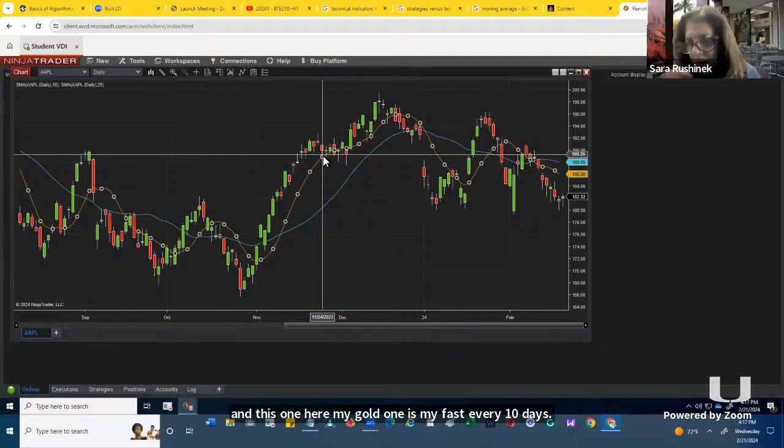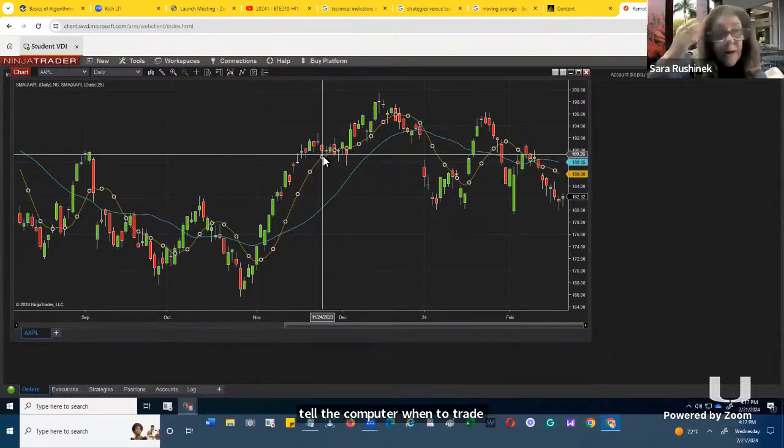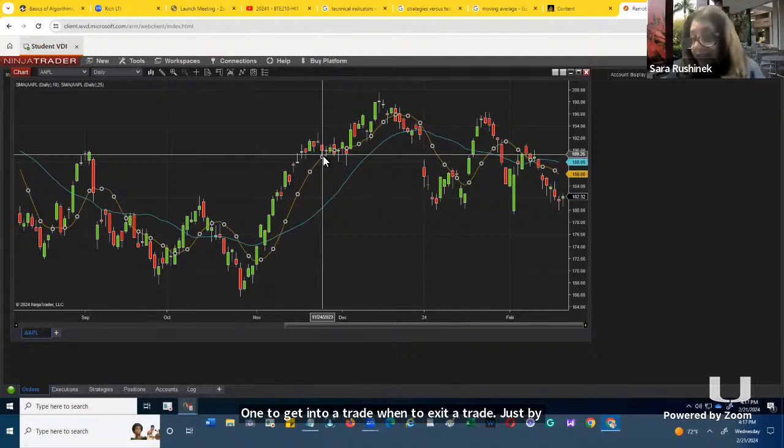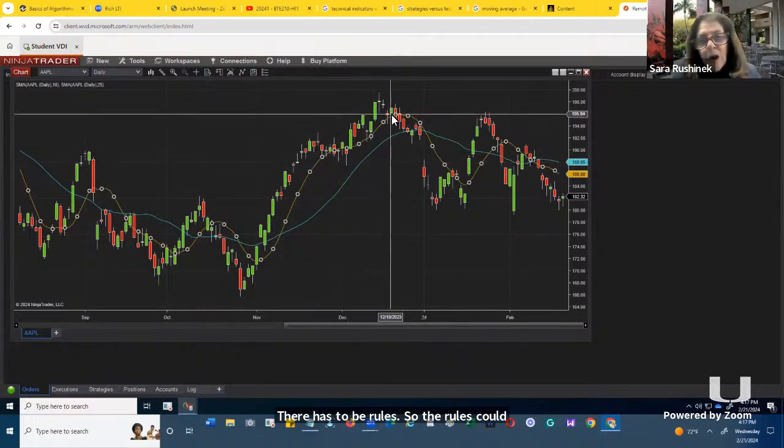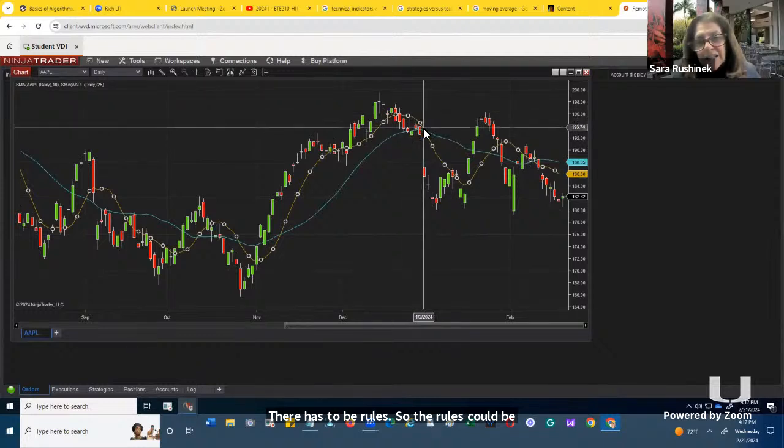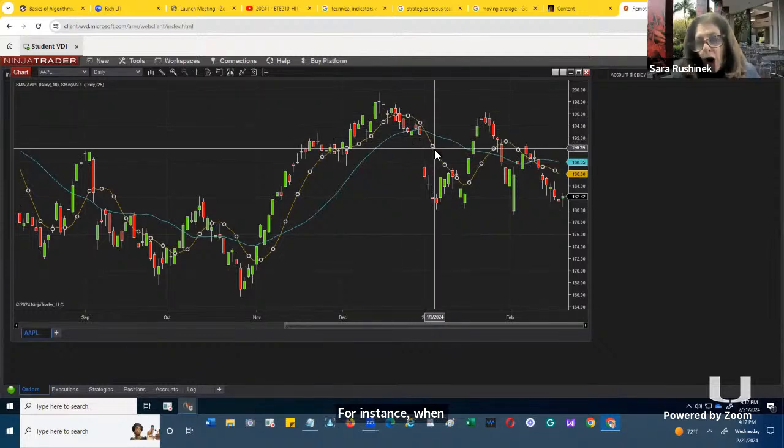Now, this is a good question that you'll have, Dylan Lee, on a test. These are indicators. Do indicators alone tell the computer when to trade, when to get into a trade, when to exit a trade? Just by this? No. We need to give it rules, right? There has to be rules. So the rules could be, for instance, when my fast crosses below my slow, then I may do something.